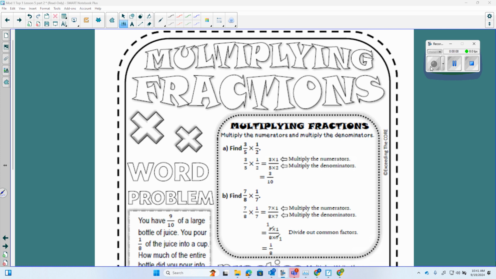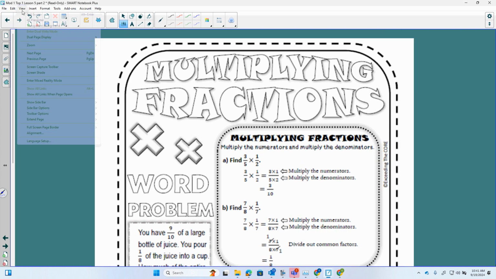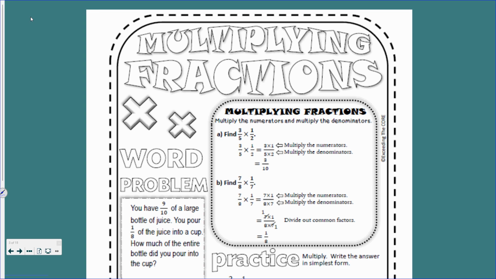We are continuing with fractional division, but we want to go back and review multiplying fractions, and then we're going to go into dividing fractions and then dividing mixed numbers. So right now we are reviewing multiplying fractions as a refresher. So let's talk about it.